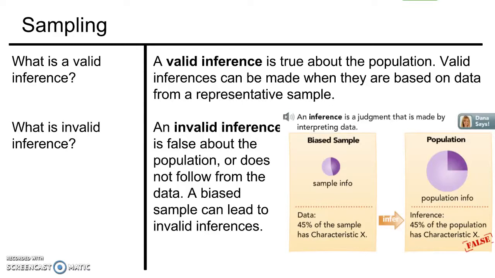An invalid inference is false about the population or does not follow from data. A biased sample can lead to invalid inference. So we don't want to use a biased sample to make inferences because they will probably be invalid or false. Okay?